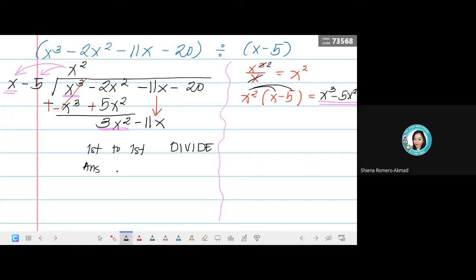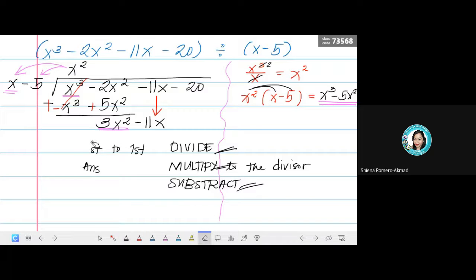Tapos, yung answer mo dyan, multiply to the divisor. So, after you divide, you multiply, then yung answer natin doon will be subtracted sa kung ano yung mga terms na meron tayo. So, ganun lang. Divide, multiply, subtract. Okay? Ganun lang yung mga steps na gagawin natin. So, let us start. Let us continue. Divide, multiply, subtract.